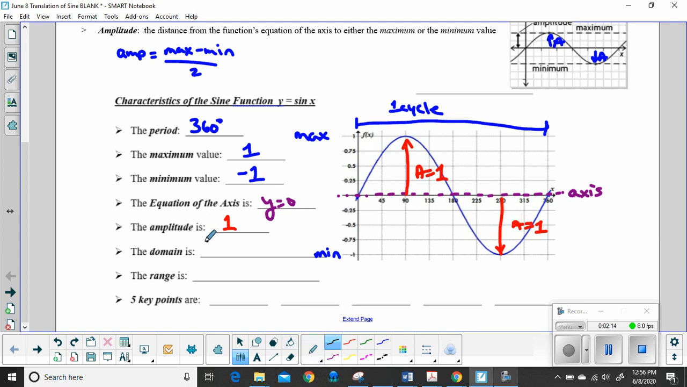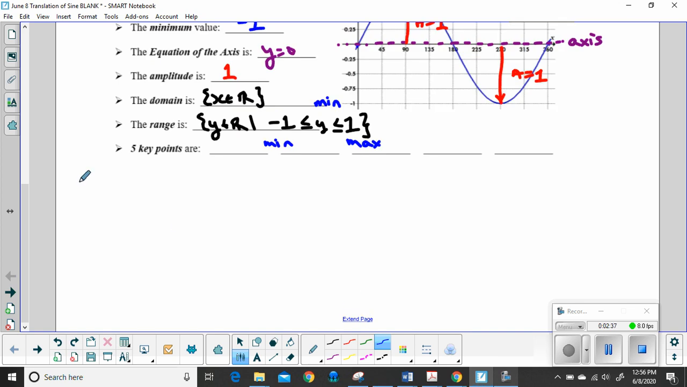My domain, there's no restriction, so x is any real number. The range, well, y is any real number, but y has to go between the minimum, -1 less than or equal to y, less than or equal to +1. So it has to go from the minimum underneath to the maximum, which is up top.